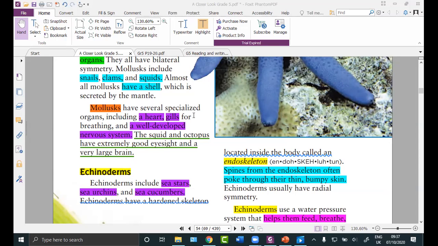Mollusks have specialized organs, including gills for breathing, a heart, and a well-developed nervous system. The squid and octopus have extremely good eyesight and a very large brain.